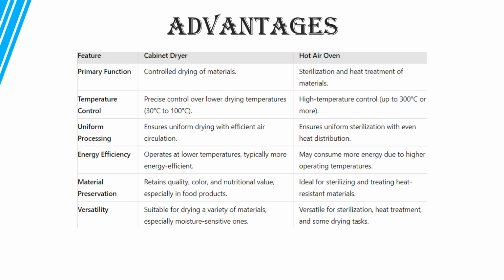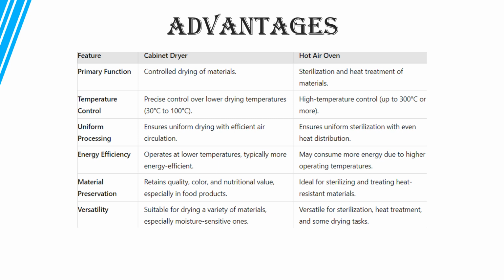Now let's see the advantages of cabinet dryer as well as hot air oven with various features. So first one is primary function, in which for cabinet it is controlled drying of materials, and for oven it is sterilization and heat treatment of materials. And comes temperature control, in which there is precise control over lower drying temperatures around 30 to 100 degrees Celsius. In ovens there is a high temperature control which is more than 300 degrees Celsius.